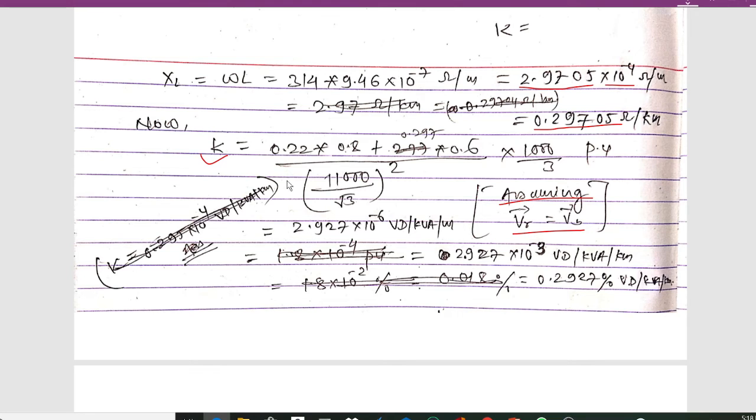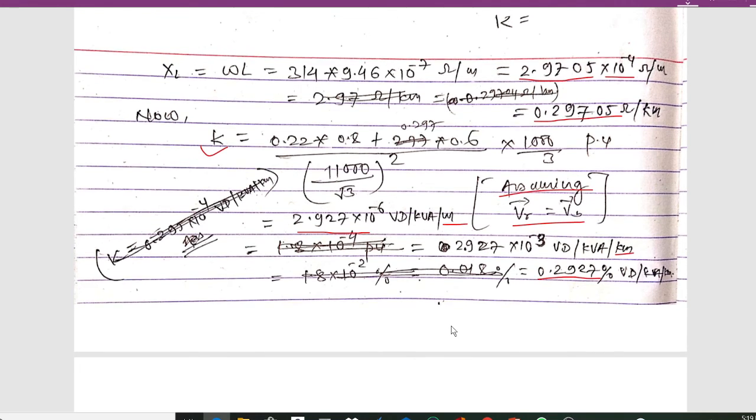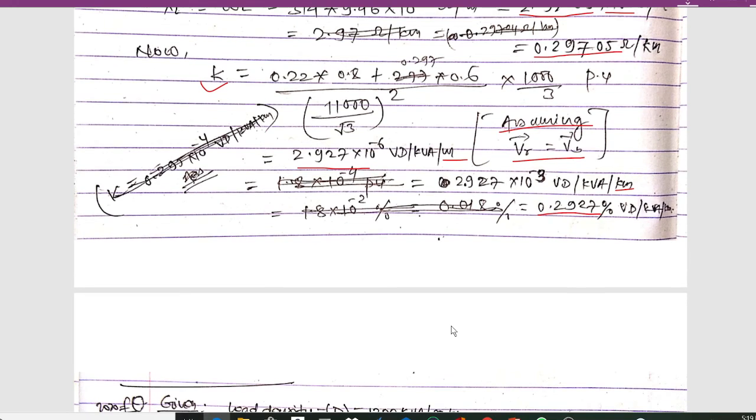So once we calculate the value of K, we will get here 2.927 into 10 to the power minus 6 VD per kVA per meters, and we will get here 2.927 into 10 to the power minus 3 VD per kVA per kilometers. Right now this is in per meters, and here we have right now in per kilometers. And to get percentage voltage drop, we have to multiply with 100. So we'll get the value of K as 0.2927 percentage VD per kVA per kilometers. So in this way you can calculate the value of K.